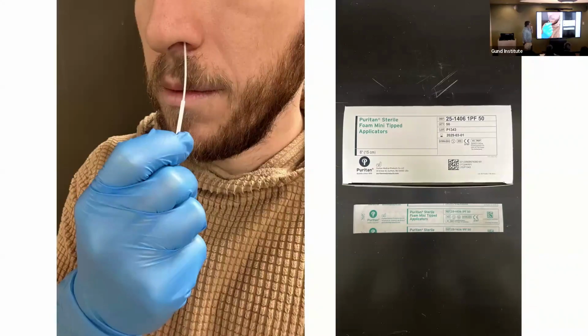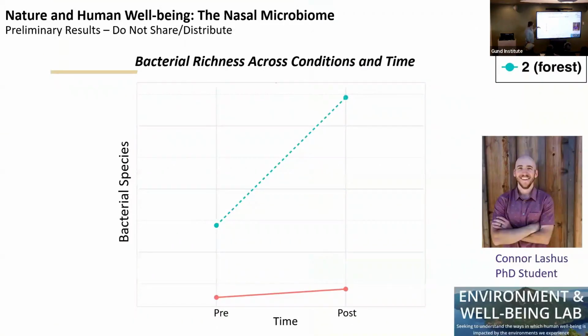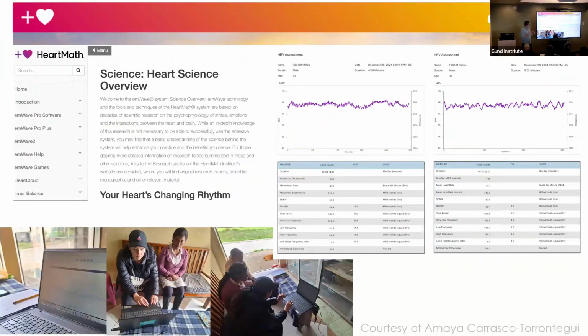And this is an experiment that Connor and Greg conducted last summer. And what they are seeing in an 8-week intervention is that for those that were exposed to forest environments, their nasal microbiome increases importantly. And these are preliminary, not to share or distribute. So we wait until this research comes into the physical aspects.